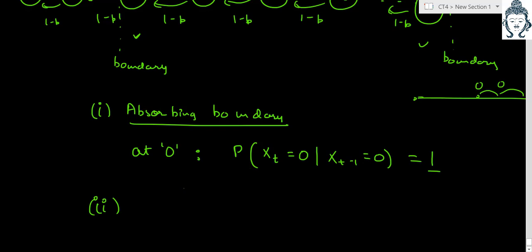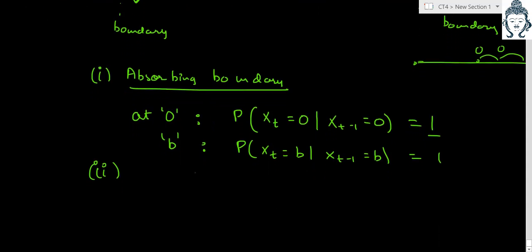So I can define two absorbing boundaries, at b and at 0. The absorbing boundary at b can be defined as the probability that xt is equal to b given that xt minus 1 is equal to b is also equal to 1, right? So this is how you can define an absorbing boundary. Now no one can go anywhere else from this place. This is an absorbing boundary.